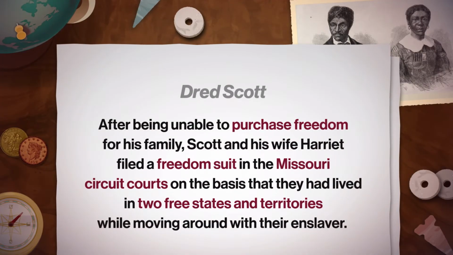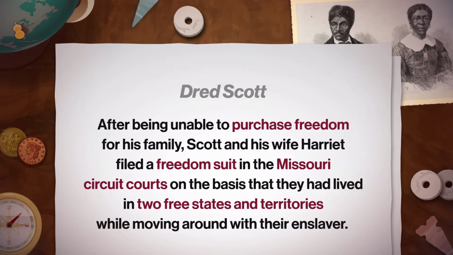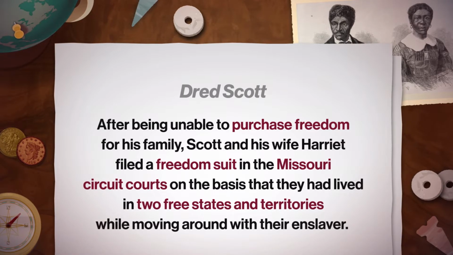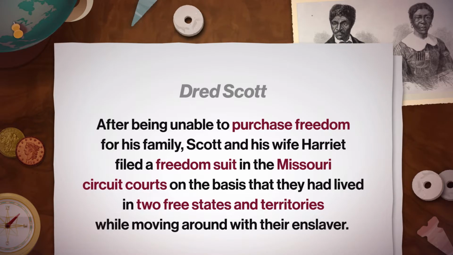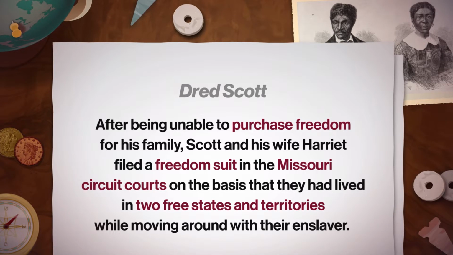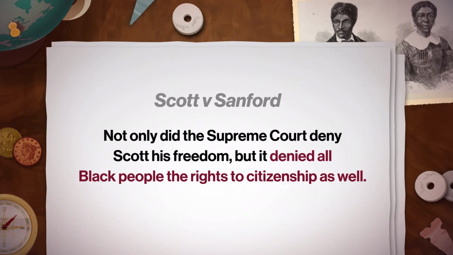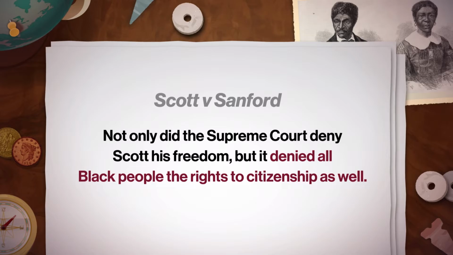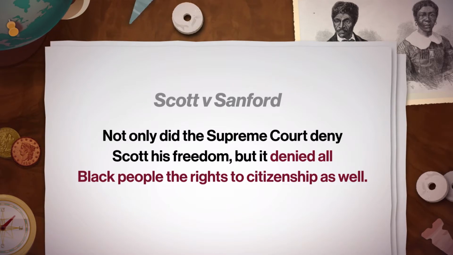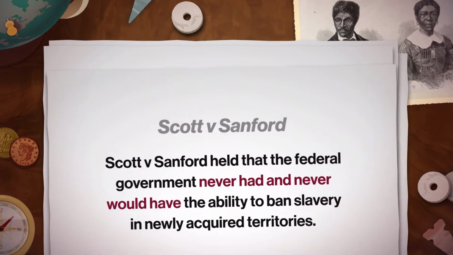After being unable to purchase freedom for his family, Scott and his wife Harriet filed a freedom suit in the Missouri Circuit Courts, where slavery was still legal, on the basis that they had lived in two free states and territories while moving around with their enslaver. The case would eventually make its way to the Supreme Court, where with the verdict of Scott v. Sanford, not only did the Supreme Court deny Scott his freedom, but it denied all Black people the rights to citizenship as well.